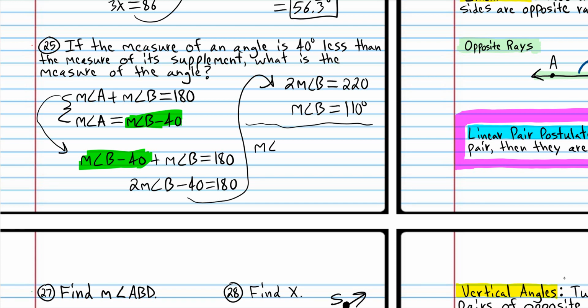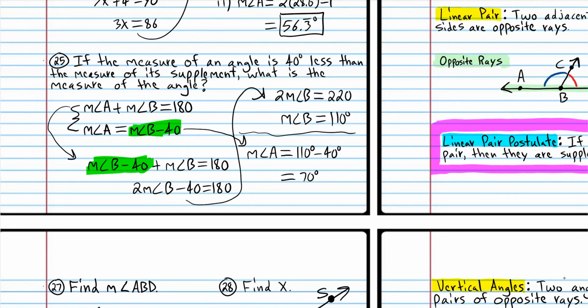So measure of angle A is equal to, we can use this equation, measure of angle B, which is 110 degrees, minus 40 degrees, which is 70 degrees. So now if we add these two purple angles, we see we get 180 degrees. That tells us that we probably did the problem correctly, because again, these angles have to be supplementary.